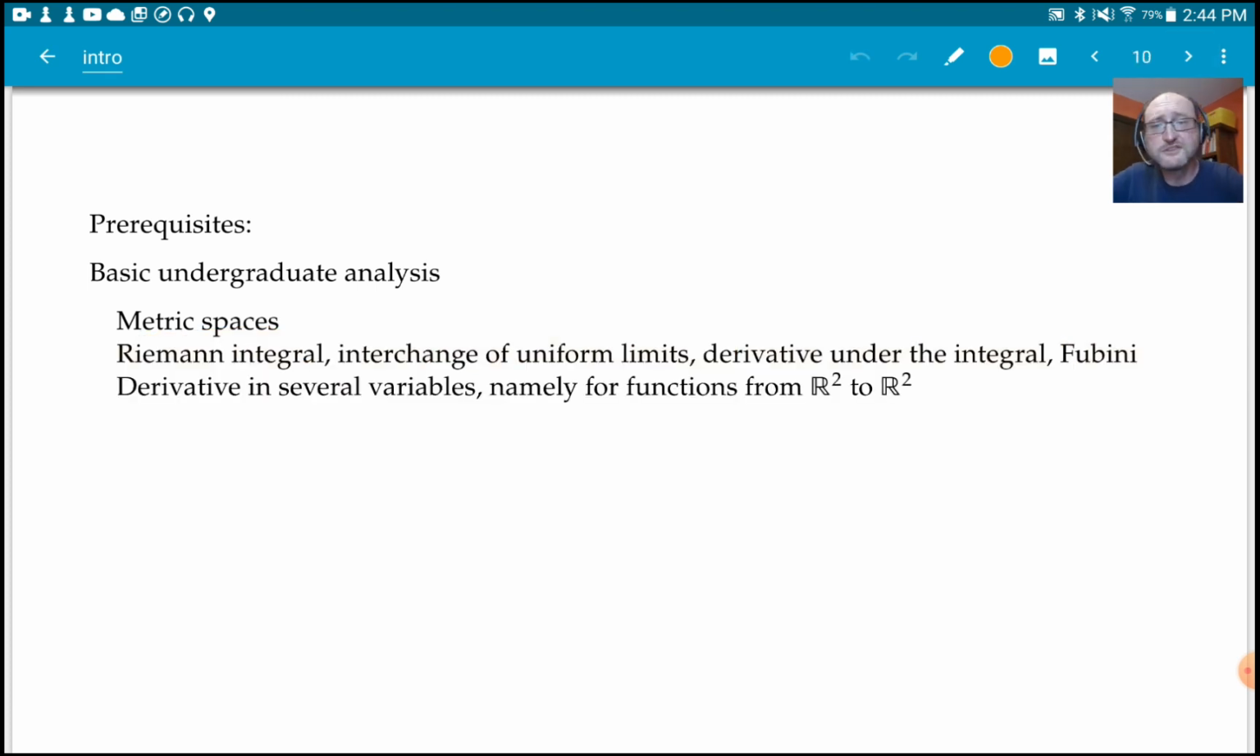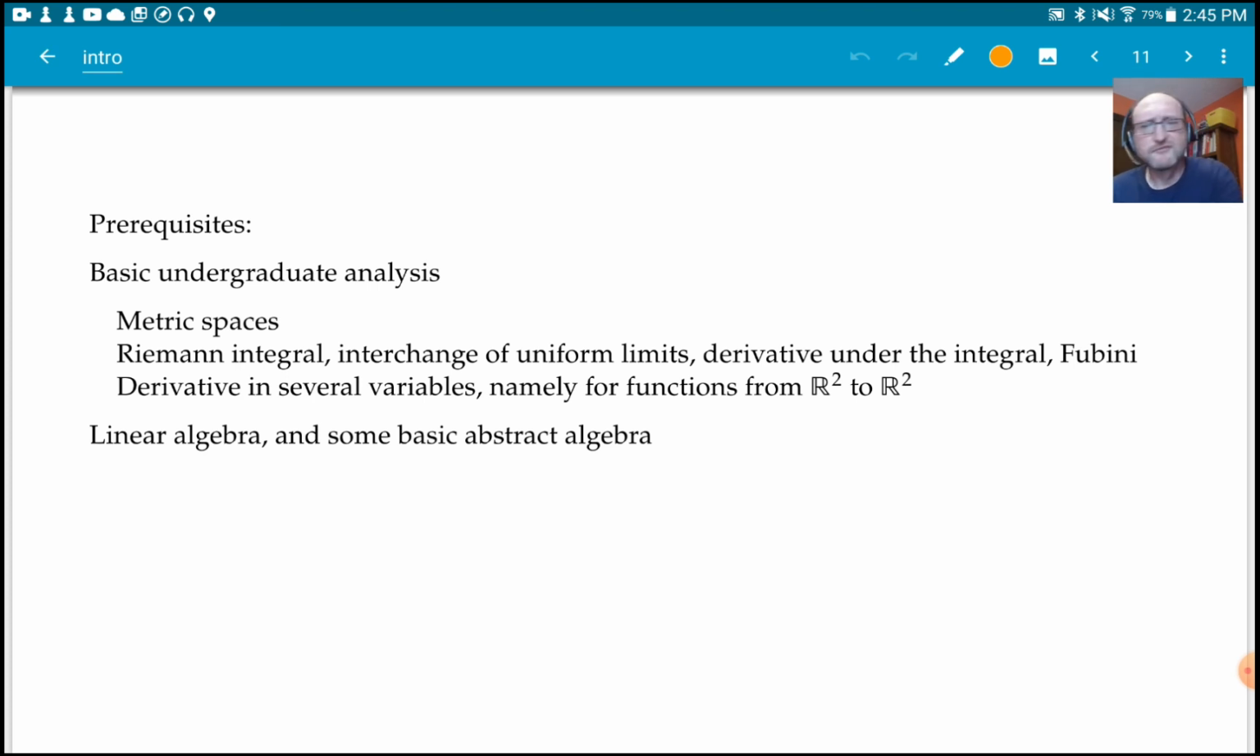We're also assuming an understanding of the derivative in several variables. Namely, for functions from R2 to R2. Basically, a differentiable function from R2 to R2 is one where you can approximate the function locally by a linear operator from R2 to R2, meaning a 2x2 matrix, right.